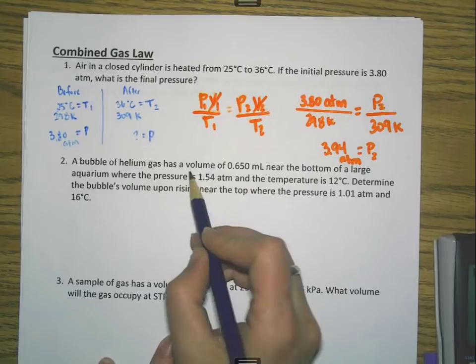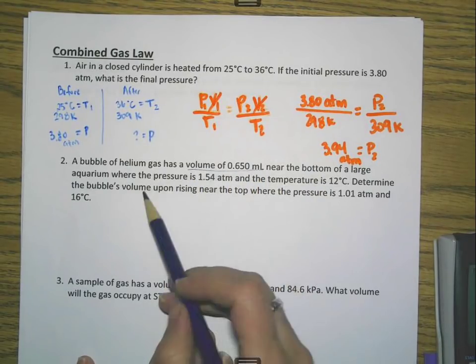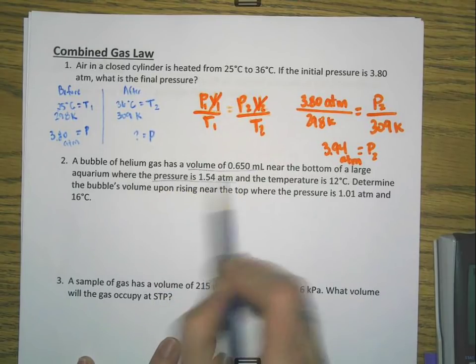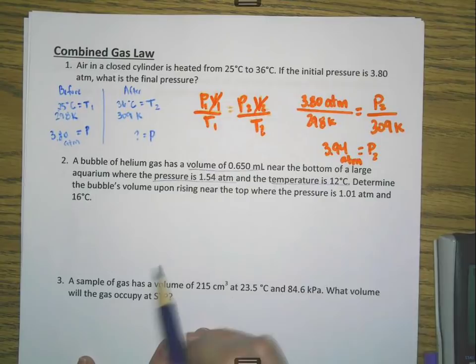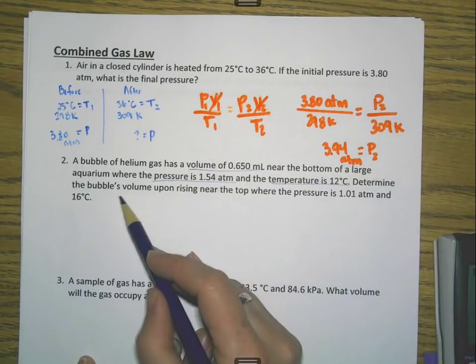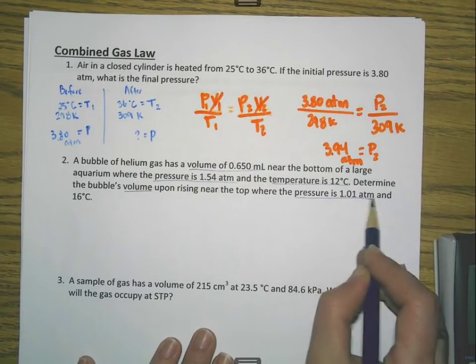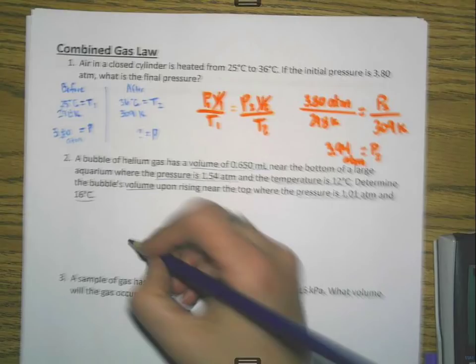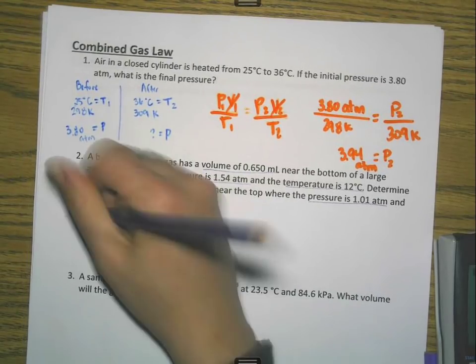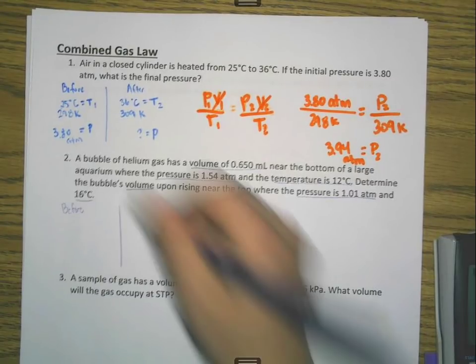We have a volume of this near the bottom of a large aquarium where the pressure is this many atmospheres. The temperature is 12 degrees Celsius. Determine the bubble's volume upon rising near the top where the pressure is 1.01 atmospheres and this. So I definitely have another before and after situation. I've got a bubble that's going to rise up to the top.